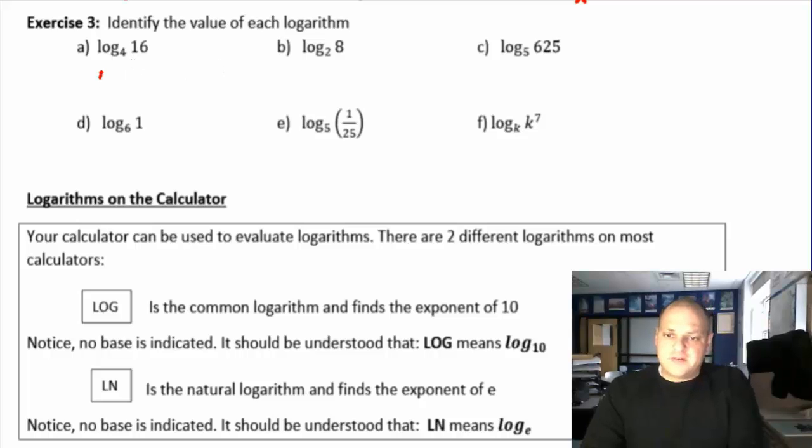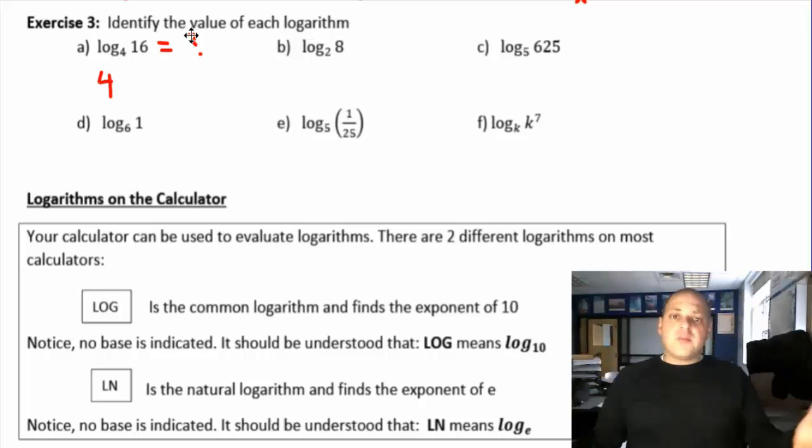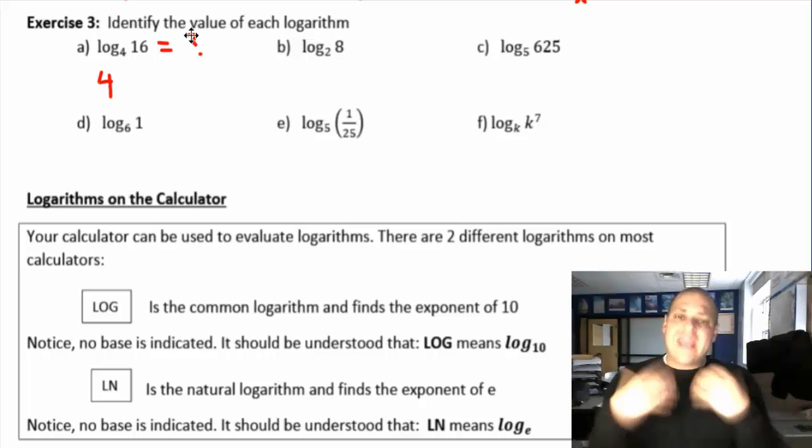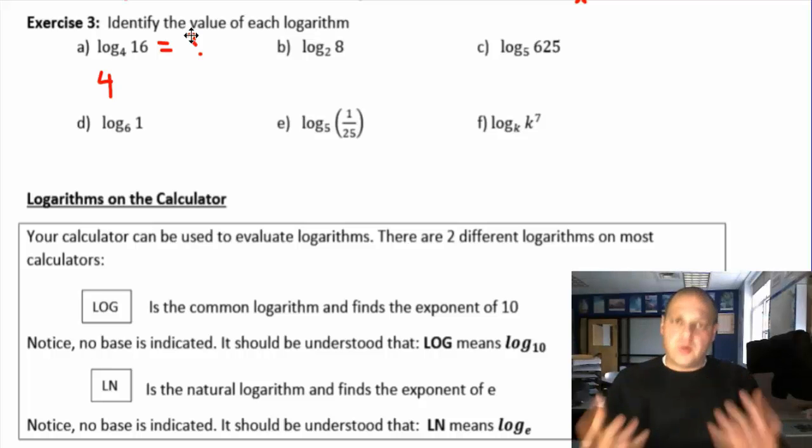4 is my base. I don't know the exponent. That's what they're asking us to find. I don't know the logarithm. Again, what's a logarithm? A logarithm is an exponent. So I'm evaluating a logarithm here. So the answer is going to be the exponent.